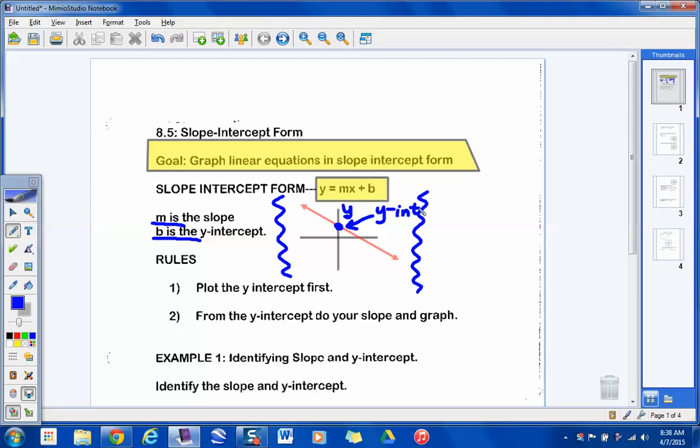And then the other thing I want to point out is this, slope-intercept form. Notice the slope-intercept form. You remember when I called something function form before? Remember when we got stuff into function form earlier this chapter?